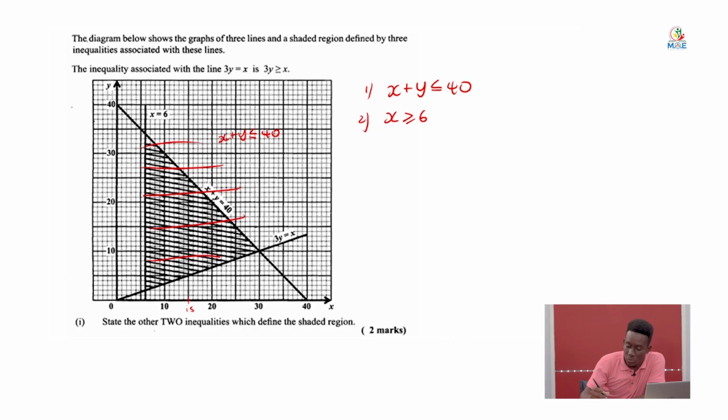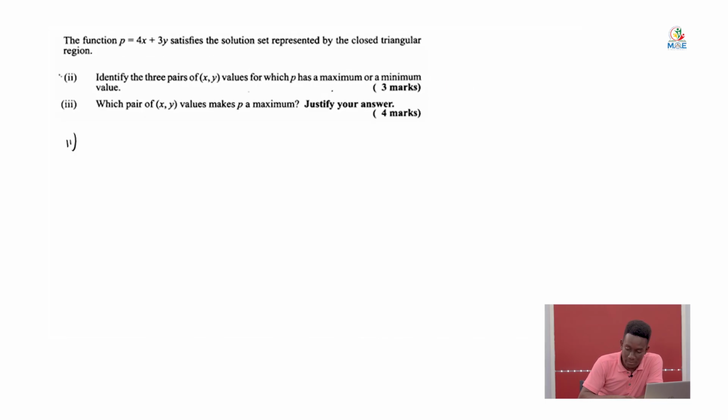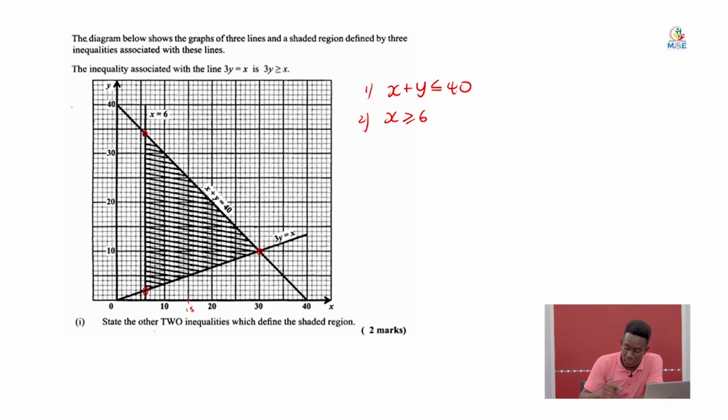To get those pairs of points, we'll just take the vertices of the triangle. The vertices will be the intersection of all of the lines. Those coordinates would give me the points that will give P either a maximum or minimum. Let's take this one here. This point is nice and easy. We go 30 across and 10 up. So that is 30, 10.